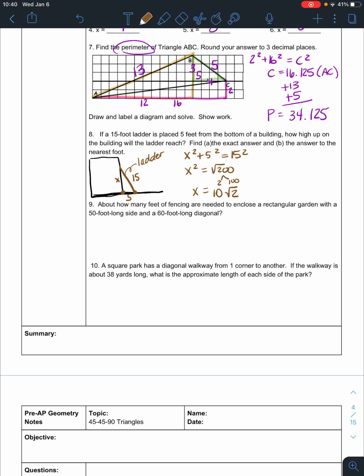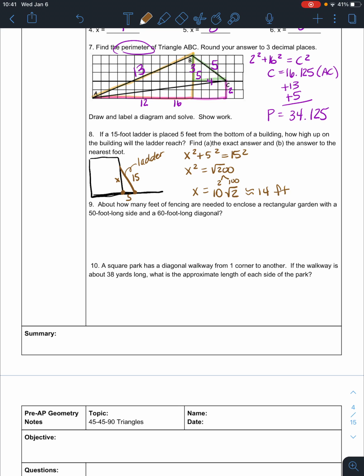Then the answer to that to the nearest foot, so you would type in the square root of 200 or 10 root 2, either one, and you get that. The exact answer is 10 root 2. The approximate answer is 14 feet because it says to the nearest foot. So it'd be 14 feet, because I decided that the rest of the decimals didn't matter.